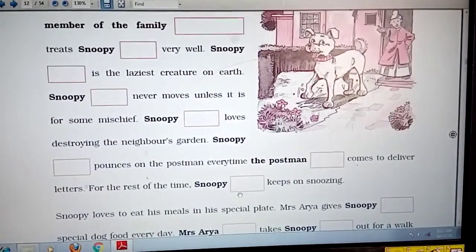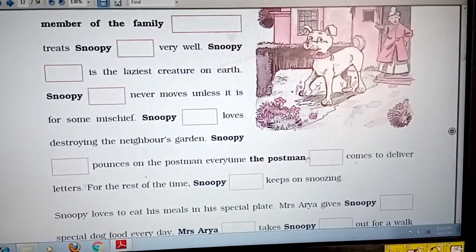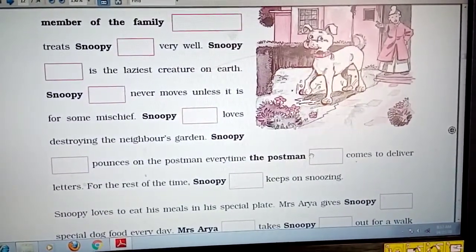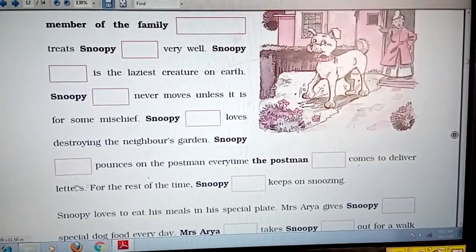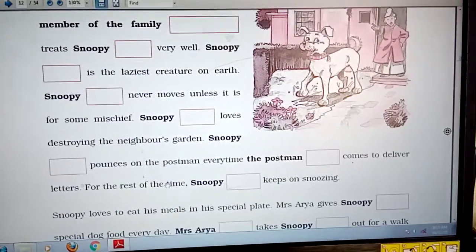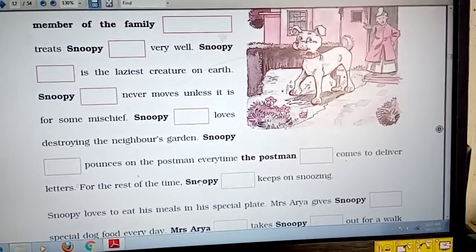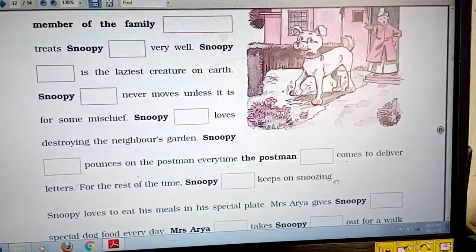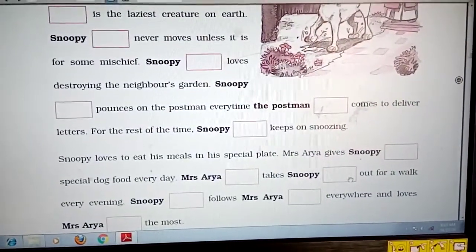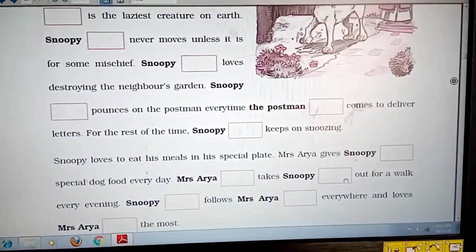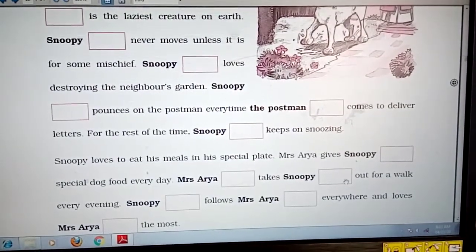The postman. We will use he in the place of postman. He comes to deliver letters. The rest of the time, Snoopy keeps on snoozing. You will use he for Snoopy and the postman.